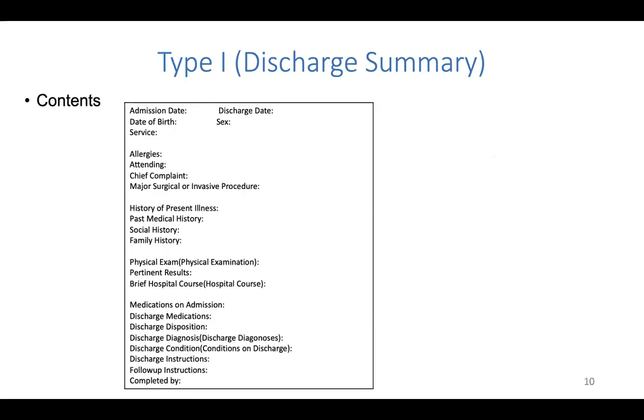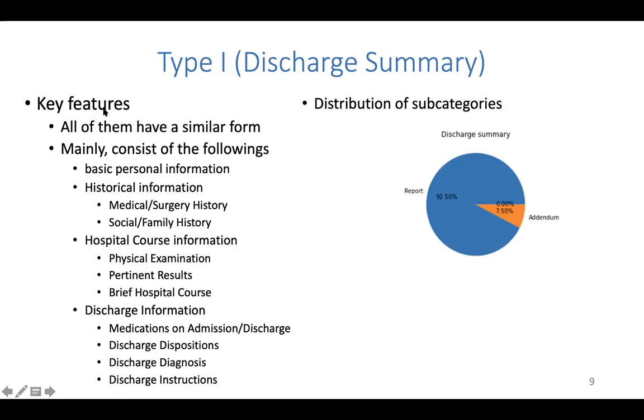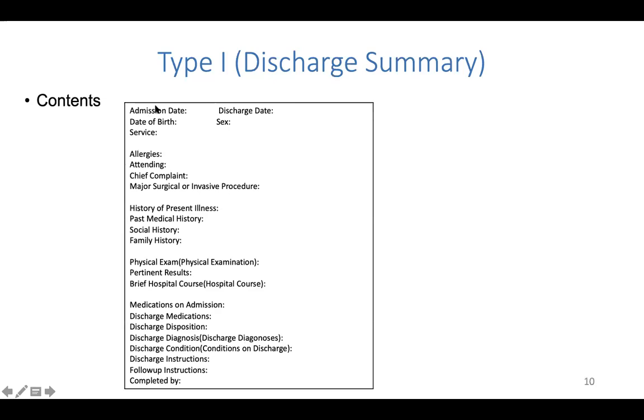So yeah, this is the typical content. As I said, all of them have a similar form, meaning that they have very similar sections. So there's admission date, discharge date, gender, date of birth, service, allergies, attending, chief complaint, major surgical or invasive procedure, history of present illness, exam, lab results, and medications, discharge diagnosis, discharge condition, follow-up instructions. These are typical discharge summaries.